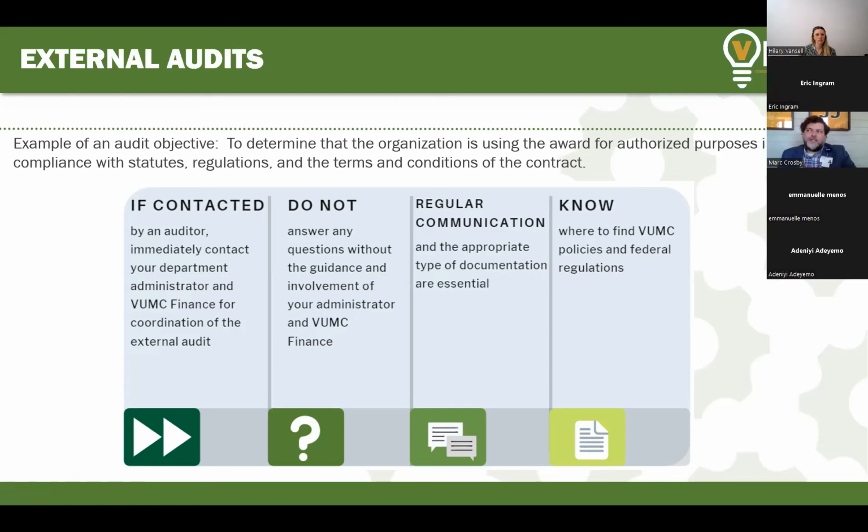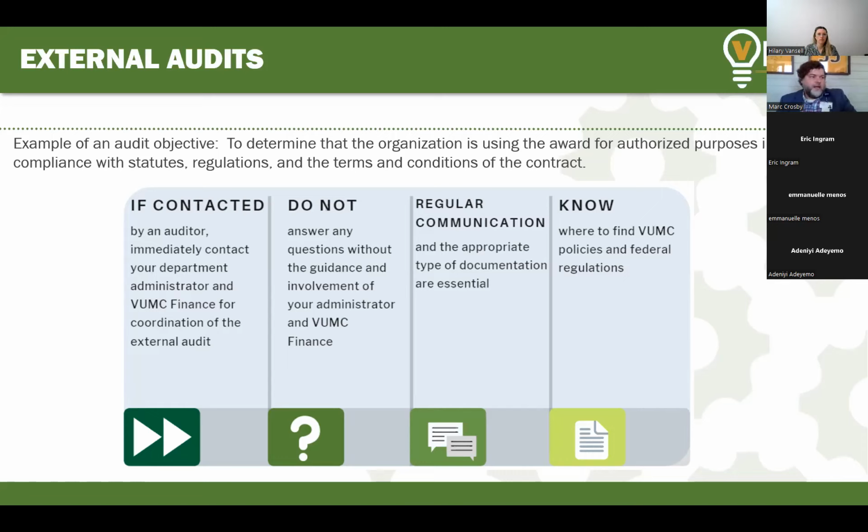If you're asked questions as part of that initial contact, we advise our staff not to answer those questions specifically without guidance from their leadership teams and from VUMC Finance. The reason for that is that while it may seem like a simple, easy question to answer, your response could be taken out of context, or you may misinterpret what's being asked of you, or perhaps the report that you think can answer their question may have additional information that could potentially expand the scope of the audit or expand the review in that audit.